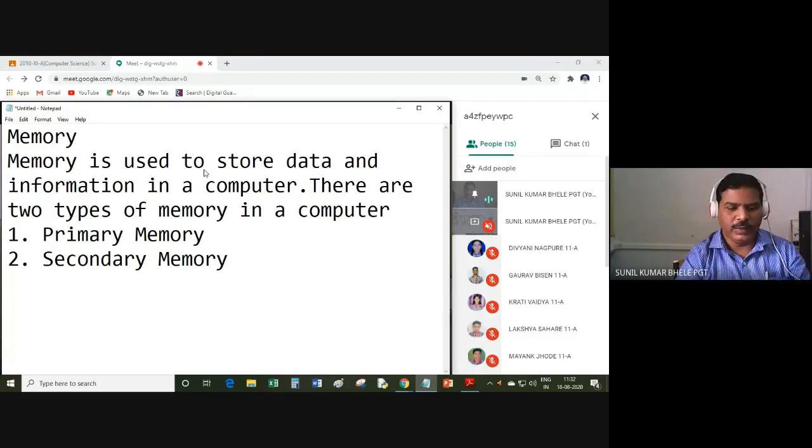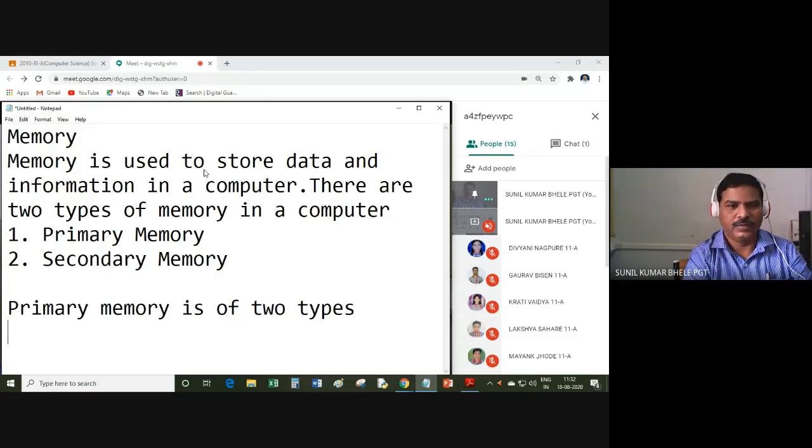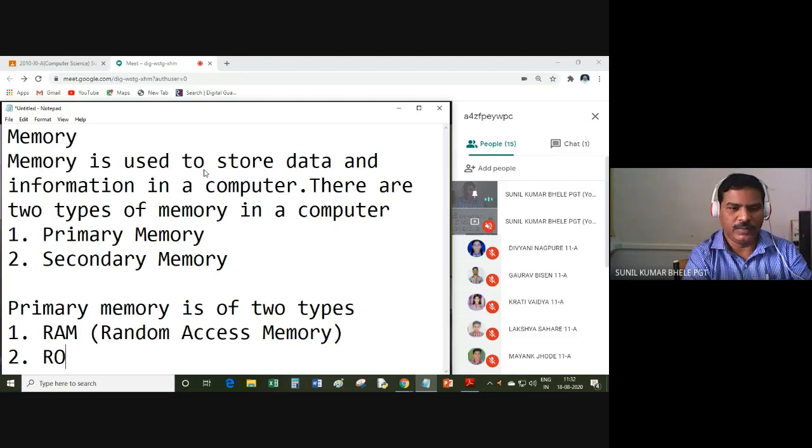Again, the primary memory is of two types. Number one is RAM, which stands for random access memory. And another is ROM. It stands for read-only memory.